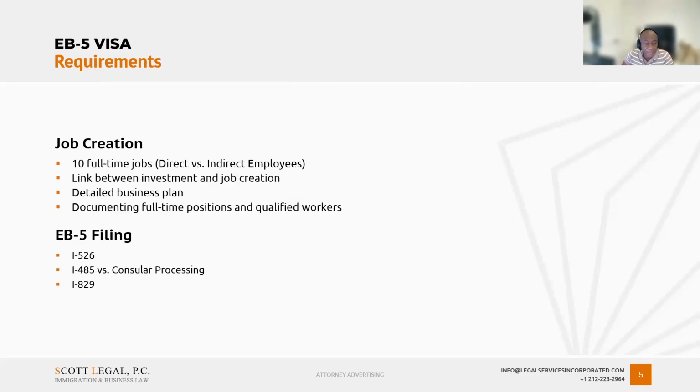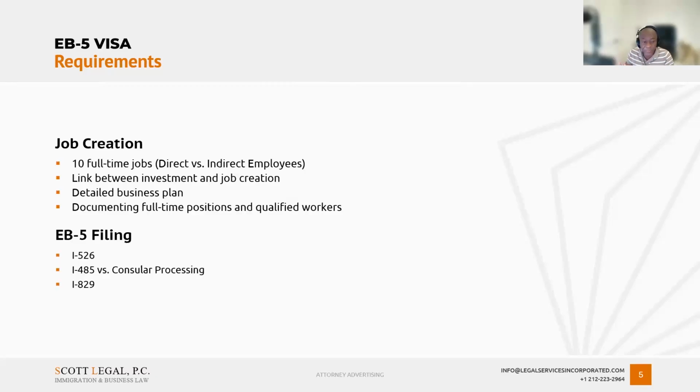So we talked about documenting the full-time positions of the qualified workers. So now, what do we file? The EB-5 filings involve a number of forms and petitions, and they take a long time to get adjudicated. The first one is an I-526 or I-526E, depending on whether you're regional center or direct investment. This is the one that shows that you have invested the 800,000 or 1,050,000 and that you're going to be able to create the jobs.